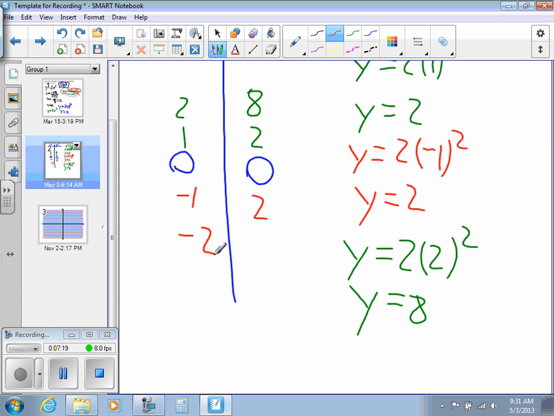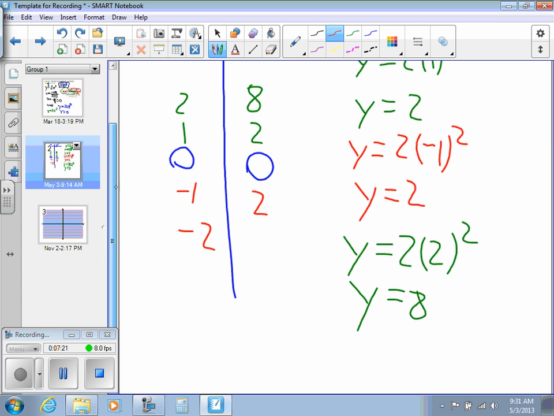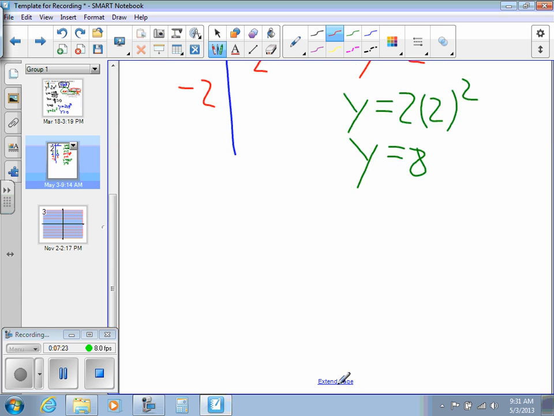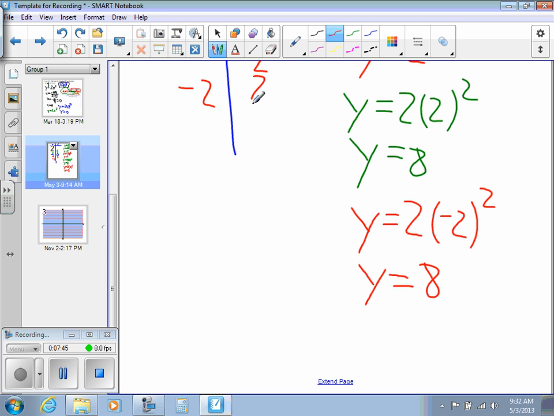Let's try negative 2. So y equals 2 times negative 2 squared. Well, negative 2 squared is 4, and 4 times 2 is 8. So y equals 8. And now I can go ahead and take these points and make my graph.